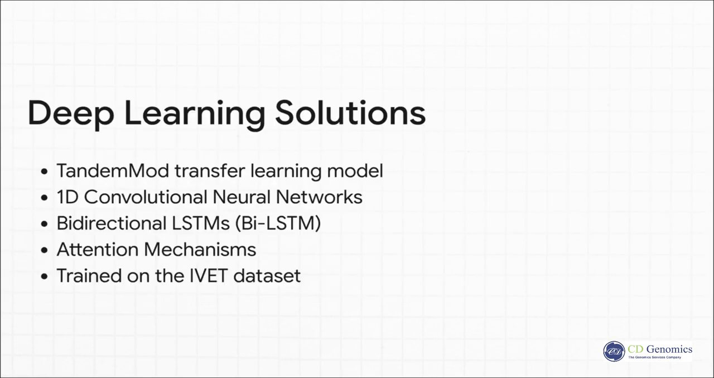So to solve this, researchers are deploying advanced machine learning. For example, the tandem mod transfer learning model leverages one-dimensional convolutional neural networks and bidirectional LSTMs trained on specific datasets. These deep learning tools can simultaneously detect multiple types of RNA modifications with truly astonishing accuracy. But again, you need serious computational expertise to run them.